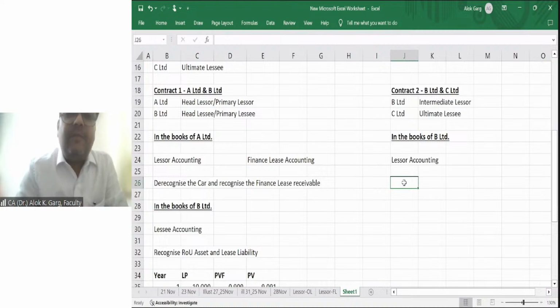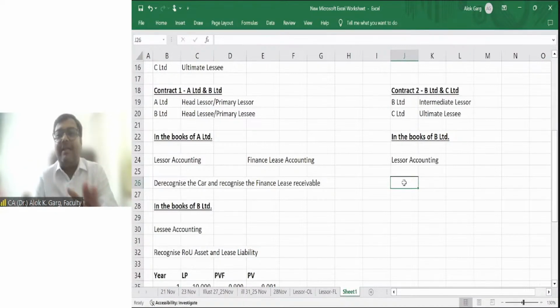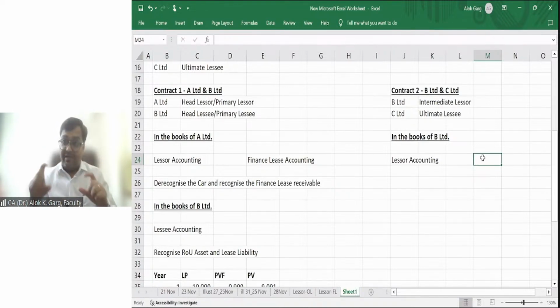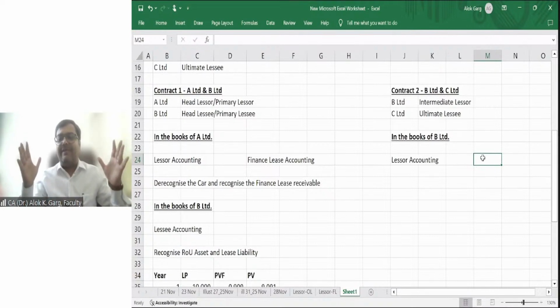So, friends, while doing the lessor accounting in the books of the intermediate lessor, right, you need to see, out of the lease period which B Limited has, for how much of the period B Limited is leasing the asset out. In case of A Limited, the main lessor, A Limited was comparing the lease period with the life of the asset, but here B Limited cannot compare the lease period with the life of the asset. Why? Because for B Limited the entire life of the asset is only 7 years, because after 7 years B Limited has to return the asset.